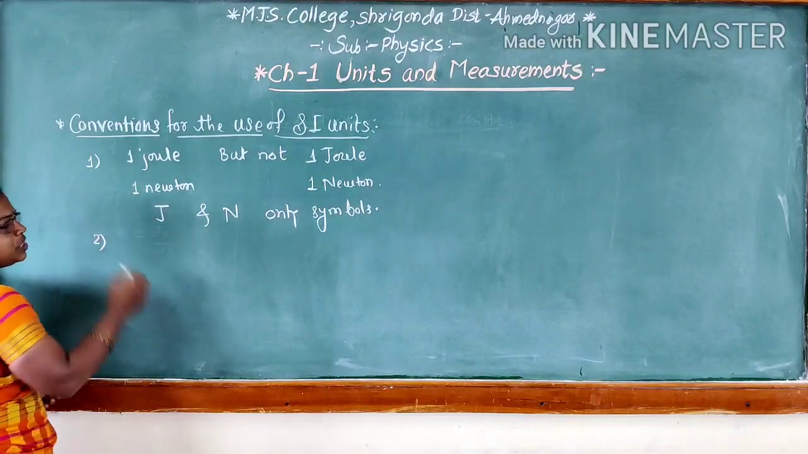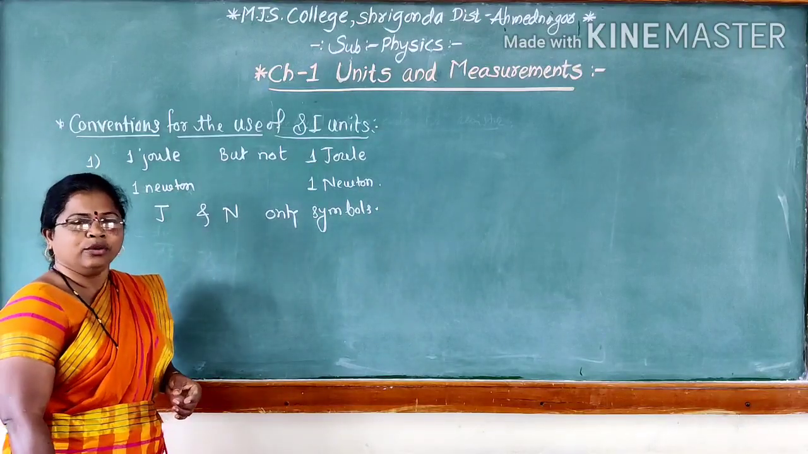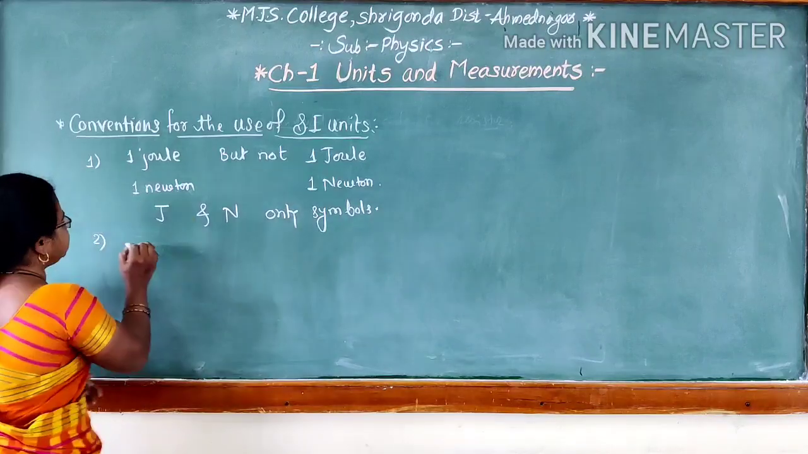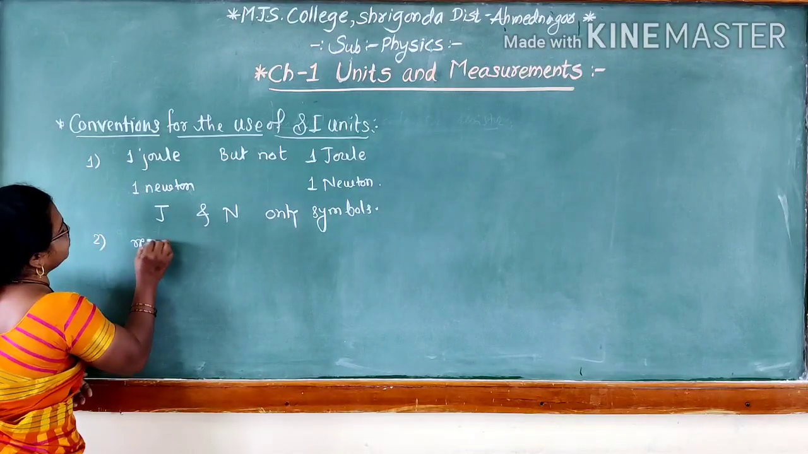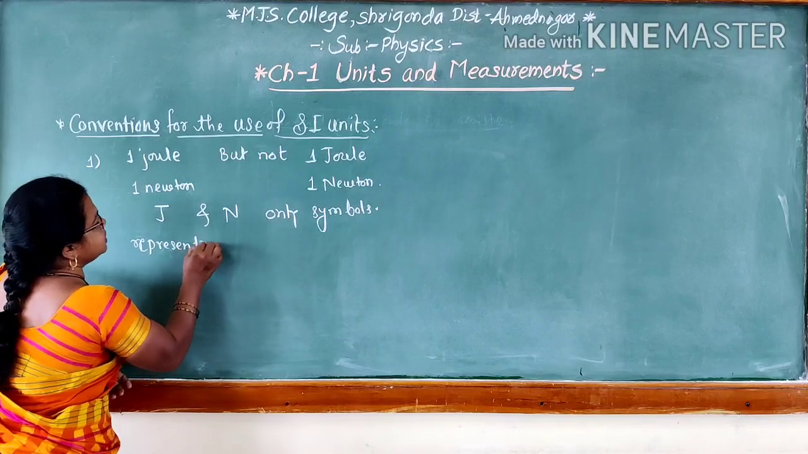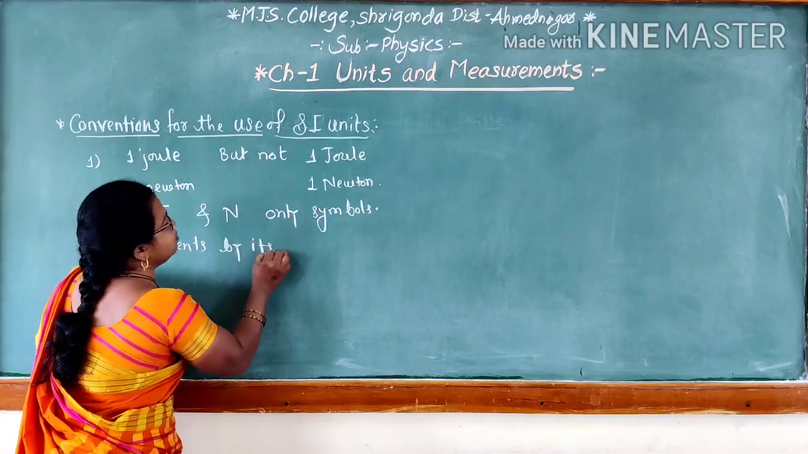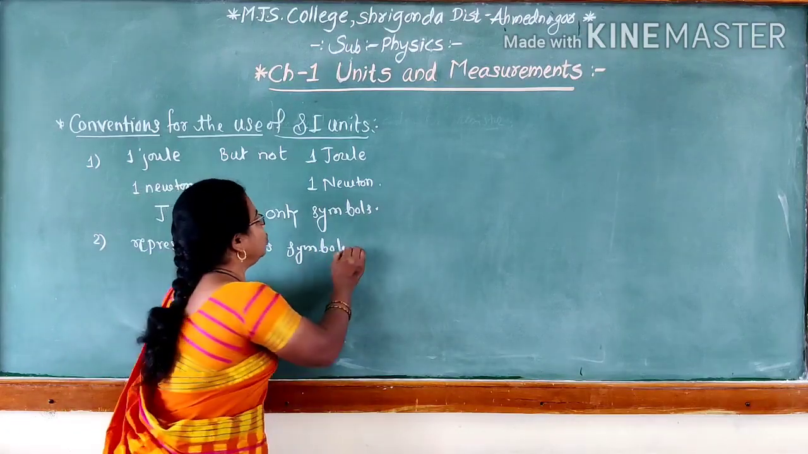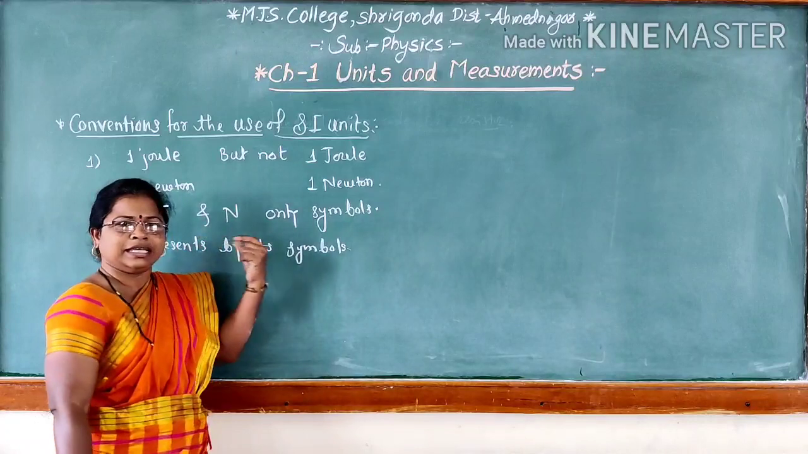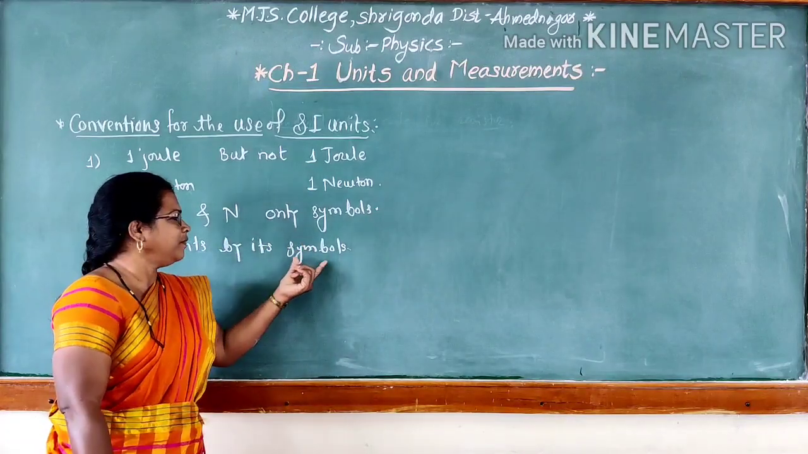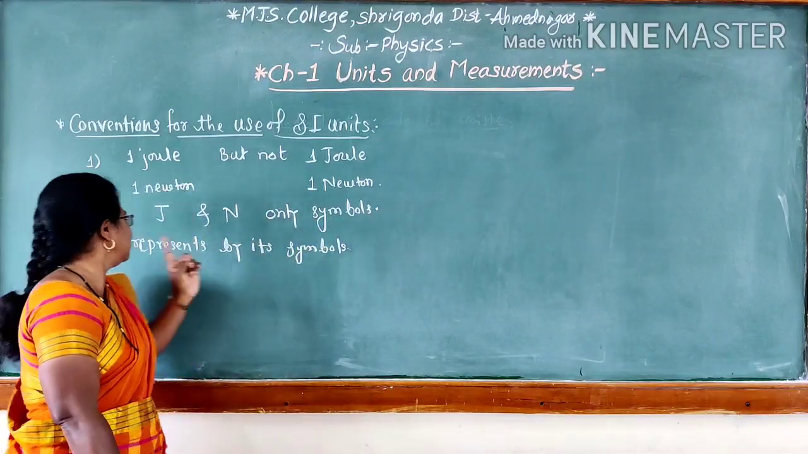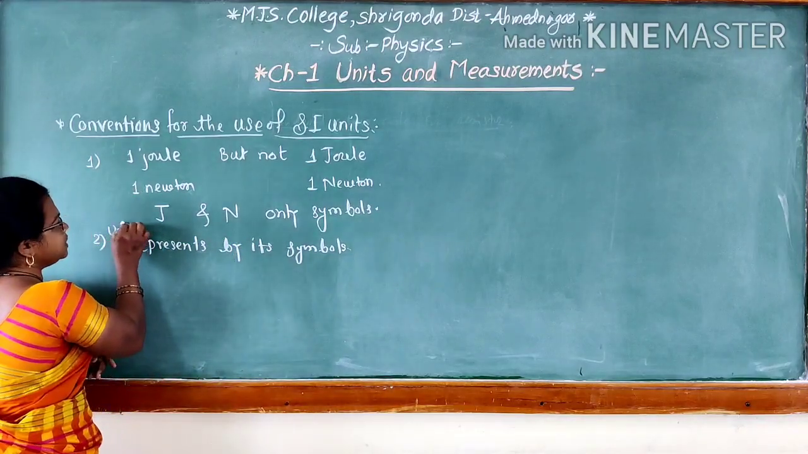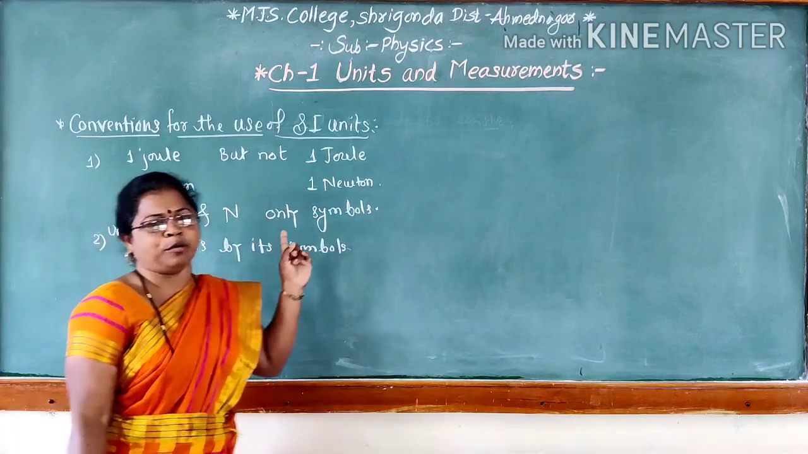Then the second convention is that every unit of a physical quantity is represented by its symbol. We had seen 7 fundamental quantities, and for them the given symbols are used for representing the units. That means units are represented by their symbols.